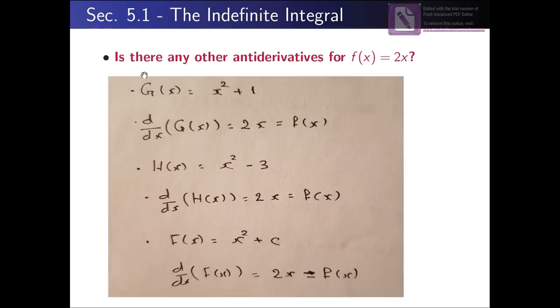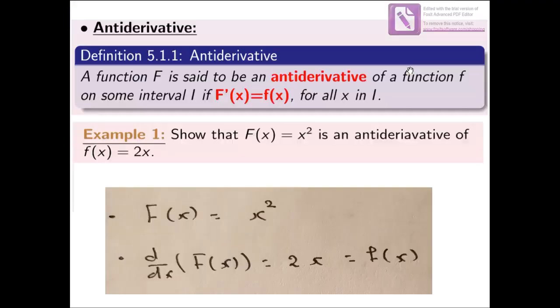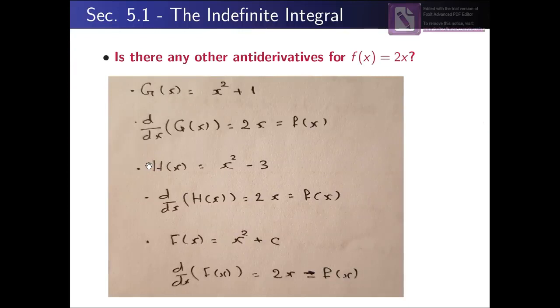Here we have a question: is there any other antiderivative for f of x equals 2x? Can we find another function such that once we differentiate, we get f of x? Let us see some functions. For example, g of x equals x squared plus 1. If we differentiate g of x, it will be the derivative of x squared plus 1, which is 2x, which is also equal to f of x. So we also say x squared plus 1 is an antiderivative of f of x.